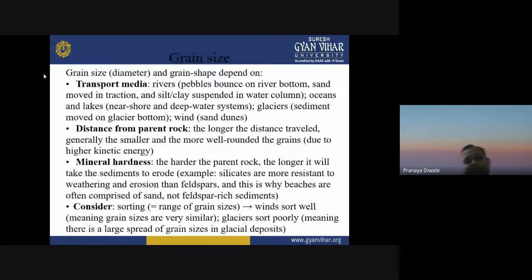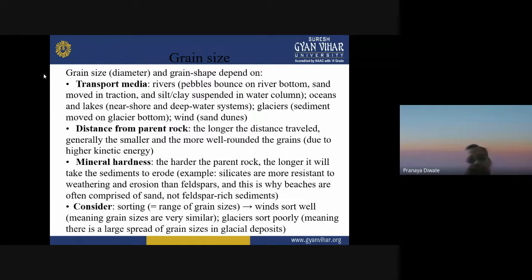Grain size and grain shape depend on the transport media. The transport media is, for example, a river, which has a pebble bouncing on the river bottom and moving in traction, and silt and clay suspended in the water column. So grain size and grain shape mean you can have sedimentary rock or any grains. If you visit any river, you can find different grains.